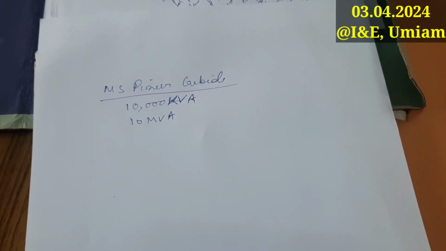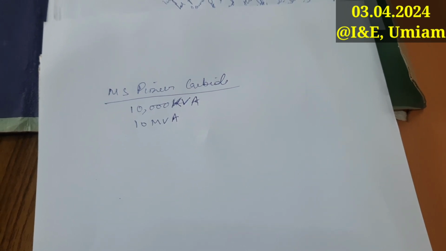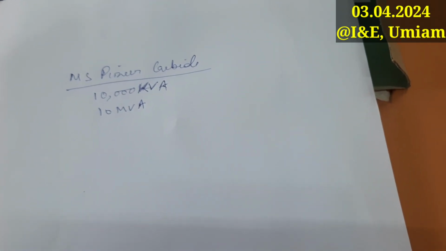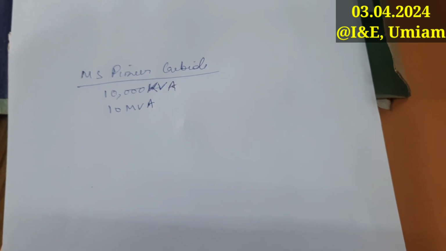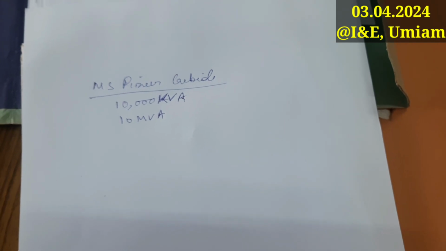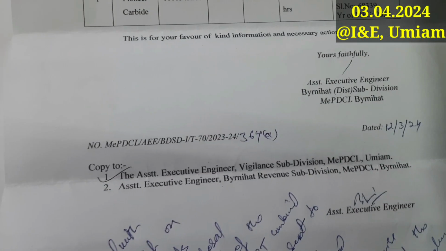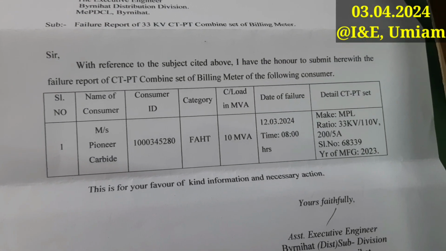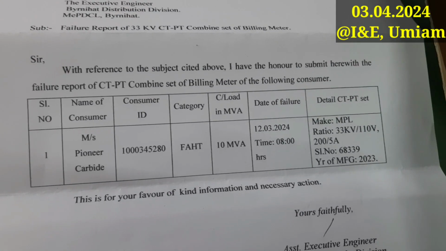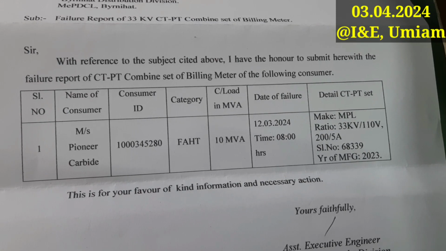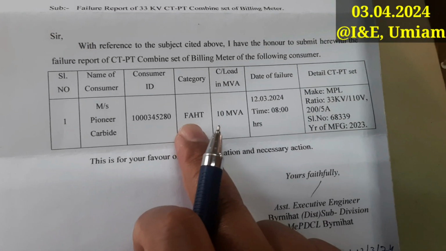This is a factory that is involved in production of iron and steel or silicon. Their primary input is energy, right? They need power. So let's say this consumer has a connected load of 10,000 kVA, or if we express it in MVA, it will be 10. Now this falls under the category of FAH, ferroalloy high tension.